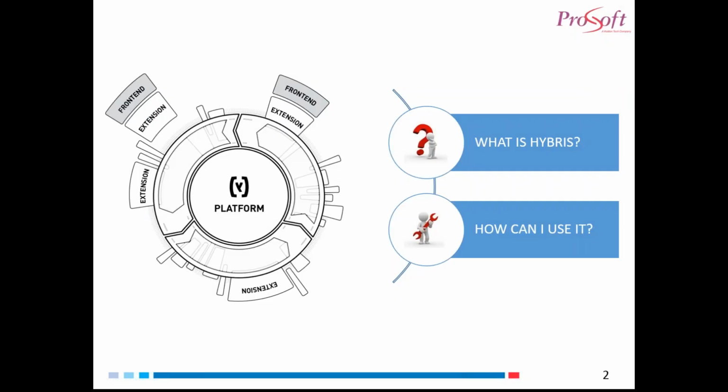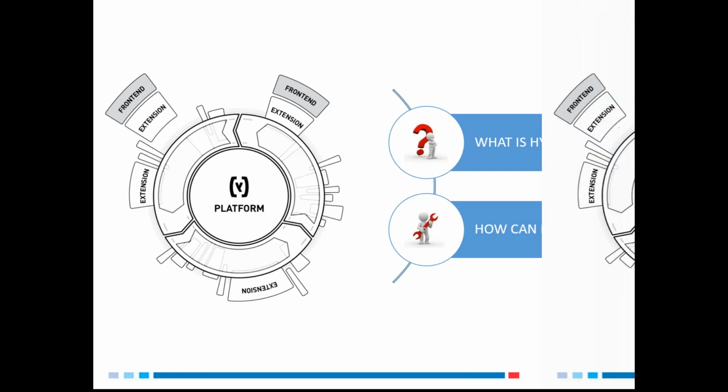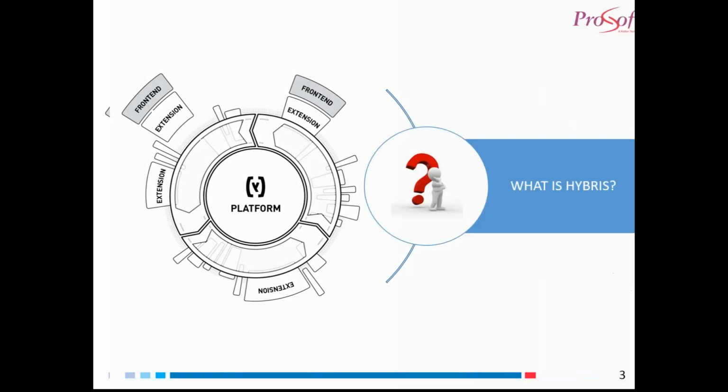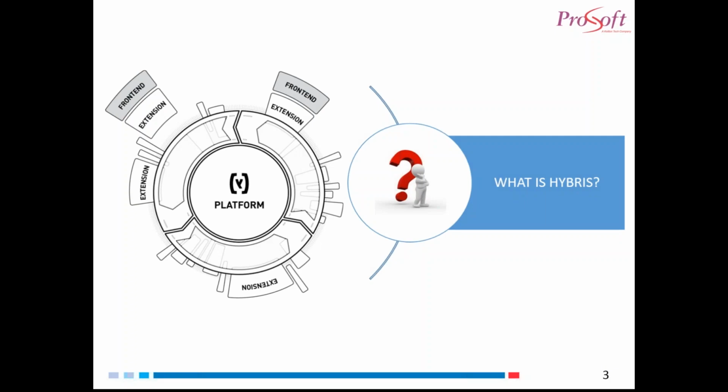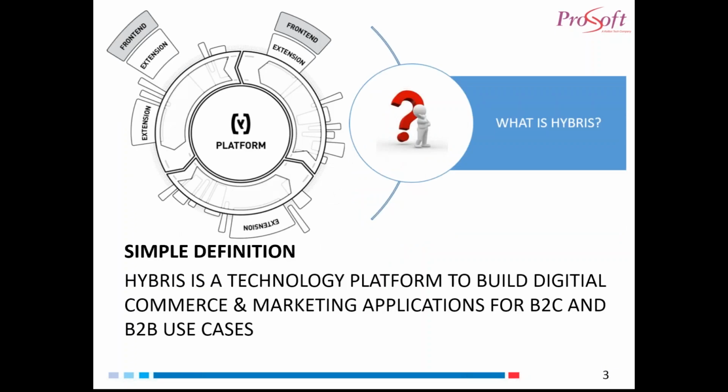We are going to see first what Hybris is in the context of a business application and business process. Only then are we going to see how its tools and technologies have been put together. Simply stated, Hybris is a technology platform to build commerce and marketing applications, meant for business to consumer and business to business.